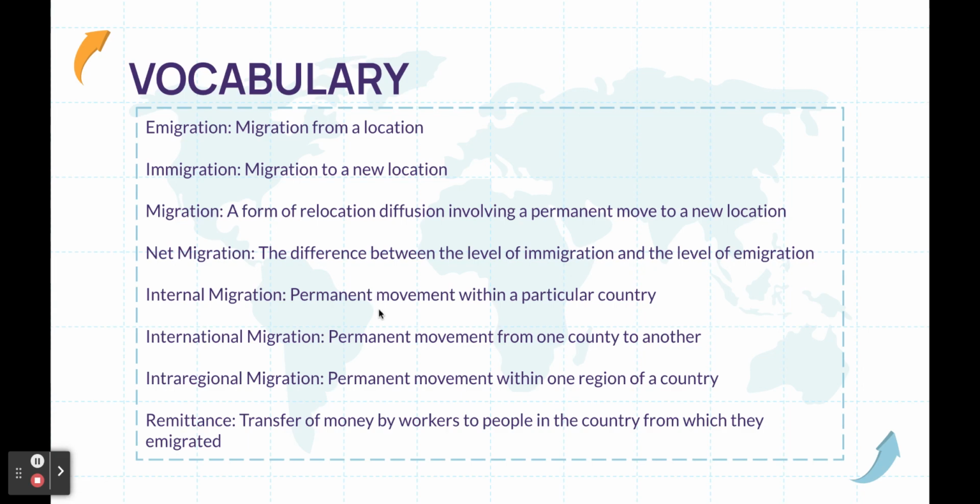Internal migration is permanent movement within a particular country. International migration is permanent movement from one country to another. Intra-regional migration is permanent movement within one region of a country. Remittance is a transfer of money by workers to people in the country from which they emigrated.